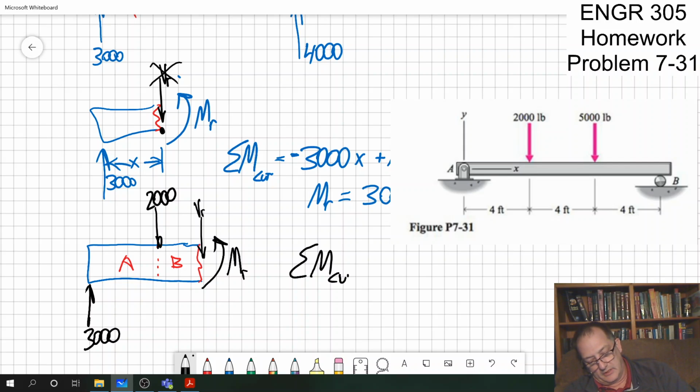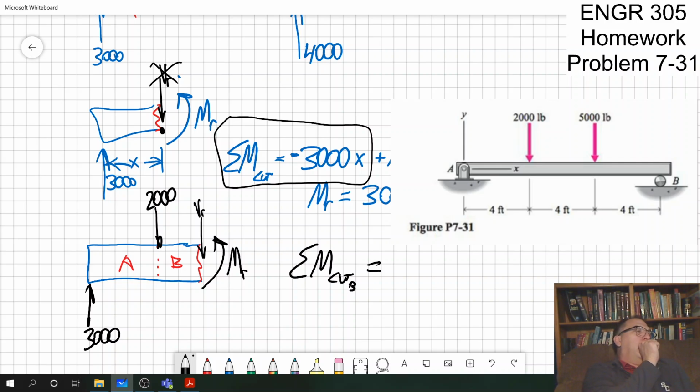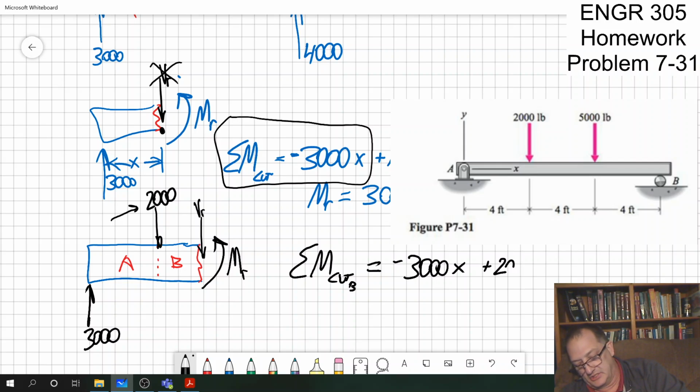Sum of the moments about the cut at B is equal to, well, here's the thing. The moments that this contributes to this are exactly the same as they were up here. It's just a longer x, but that's still correct. So it's minus 3,000 times x. Now I've added in this additional term. That's going in the other way. That's actually going to make this rotate from x to y, so that's a positive. So that's a plus 2,000.